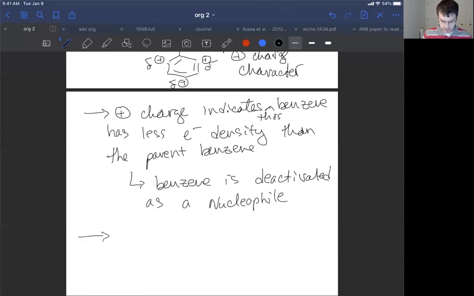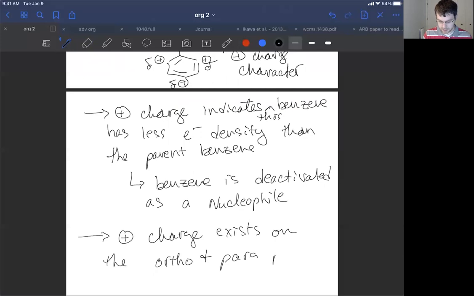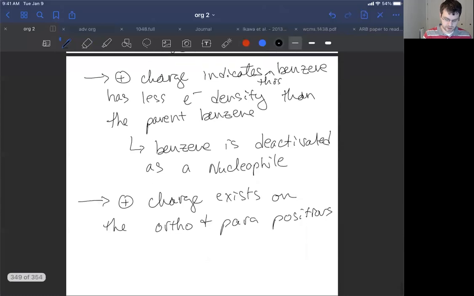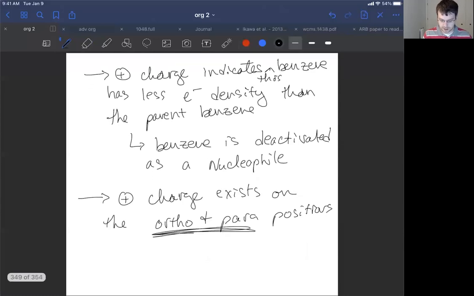Now, additionally, this positive charge exists on the ortho and para positions. Now, what this indicates, unlike our electron donating groups, is that reaction with an electrophile won't happen at the ortho and para position.